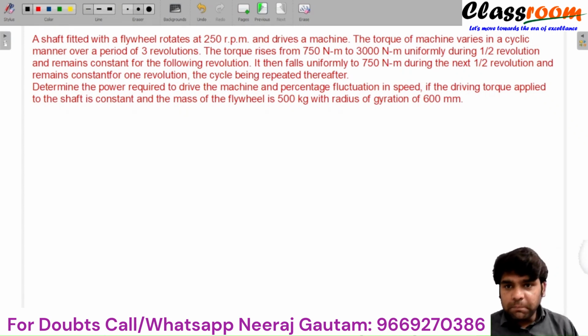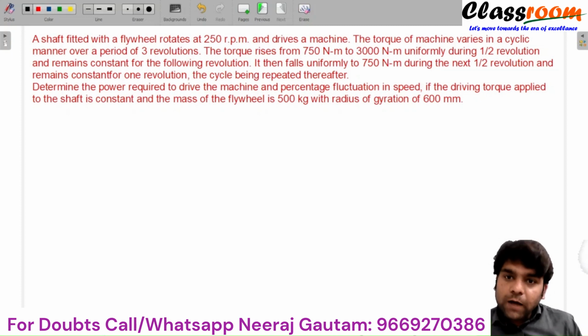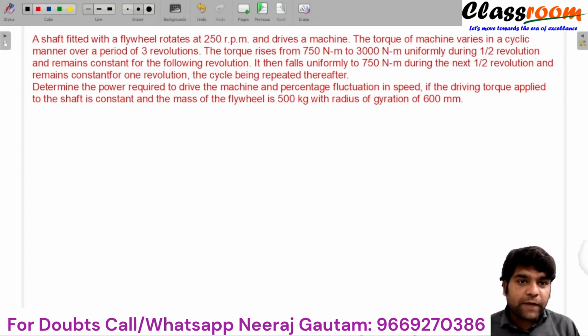So let's consider this new problem based on flywheel and turning moment diagram. A shaft fitted with a flywheel rotates at 250 rpm and drives a machine. The torque of the machine varies in a cyclic manner over a period of 3 revolutions. The torque rises from 750 Newton meter to 3000 Newton meter uniformly during half revolution and remains constant for the following revolution. Then it falls uniformly to 750 Newton meter during the next half revolution and remains constant for one revolution. The cycle is repeated thereafter.